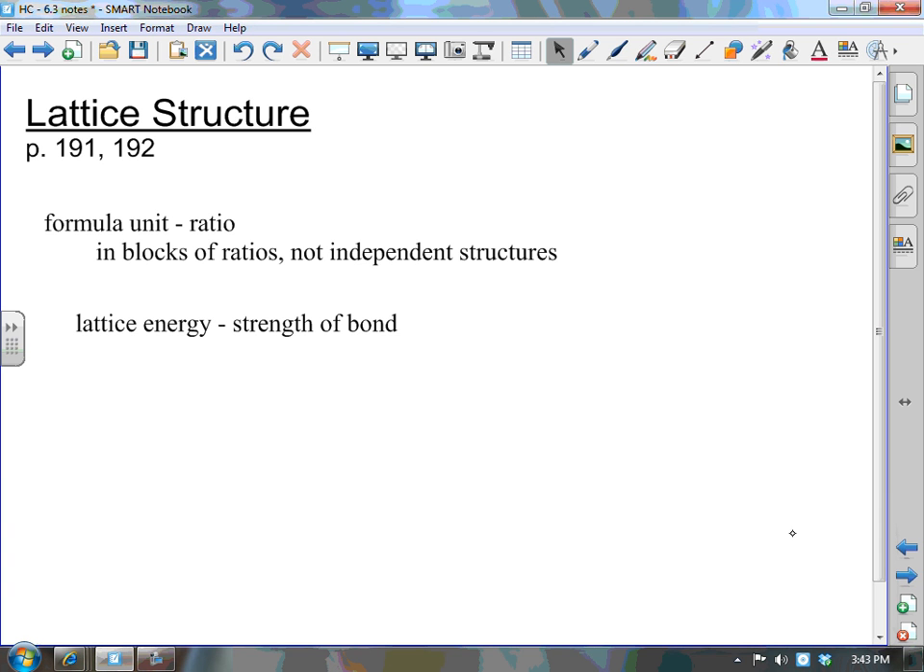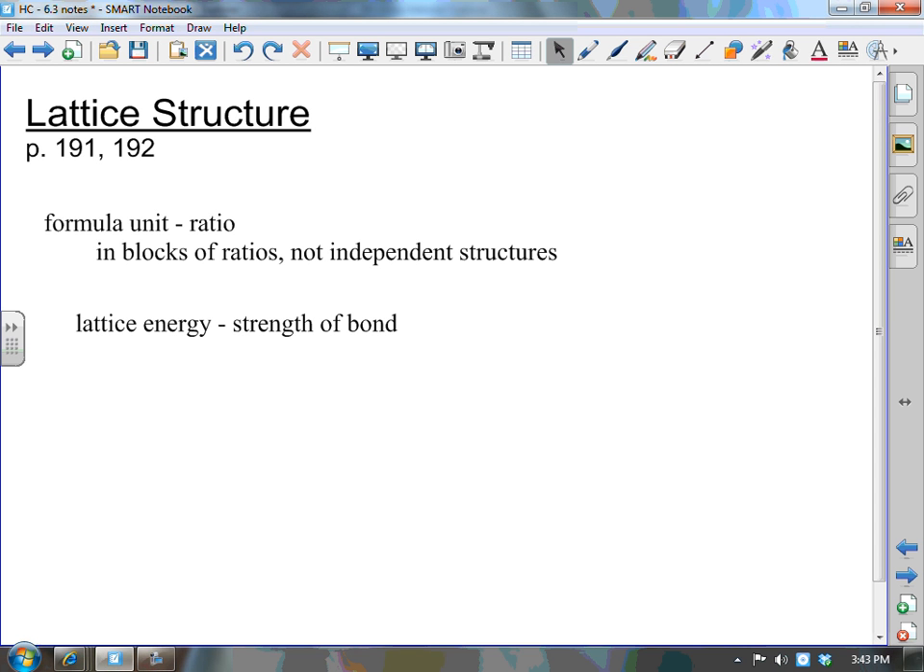The last part of the section dealing with ionic bonding, we're going to look at a couple of very short things. Number one, lattice structure. In ionic bonds, they're not discrete molecules. It's not like a salt crystal is a handful of M&Ms, where each one is a separate NaCl.